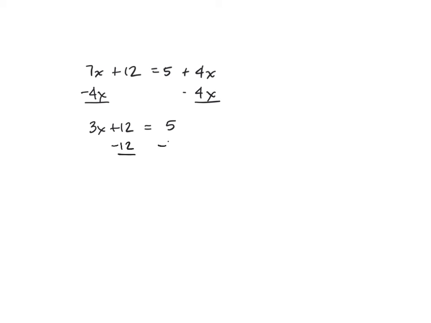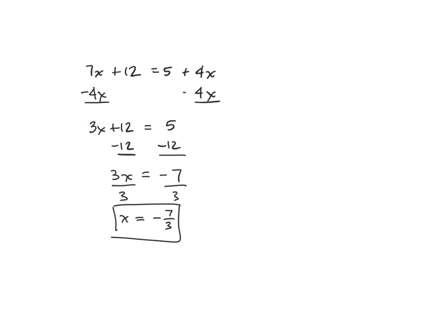So I'll subtract 12 from both sides, and I will get 3x is equal to negative 7. And then I will divide both sides by 3, and I'll get x equals negative 7/3. So that's my solution there. And you can plug it back in, check your answer, and there we go.